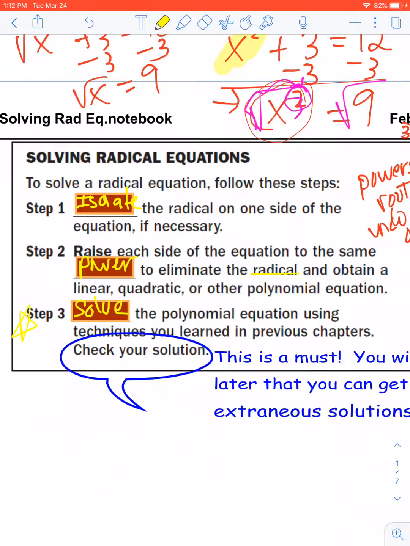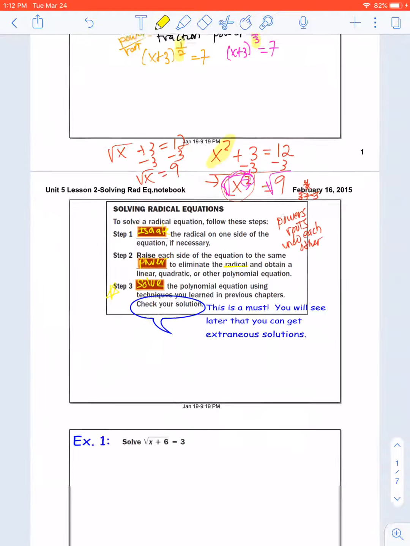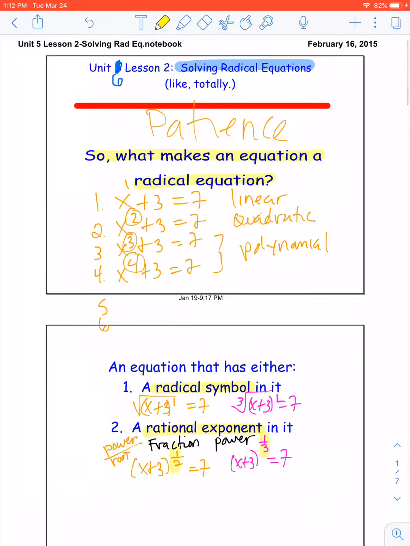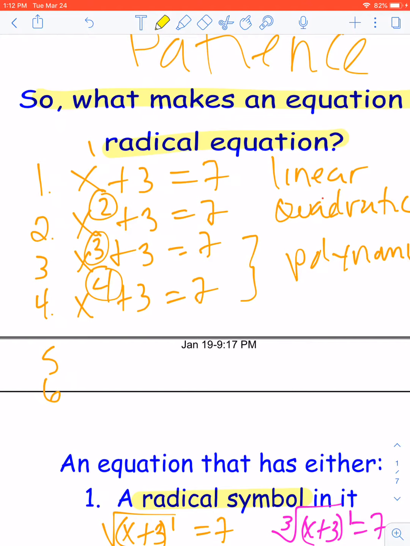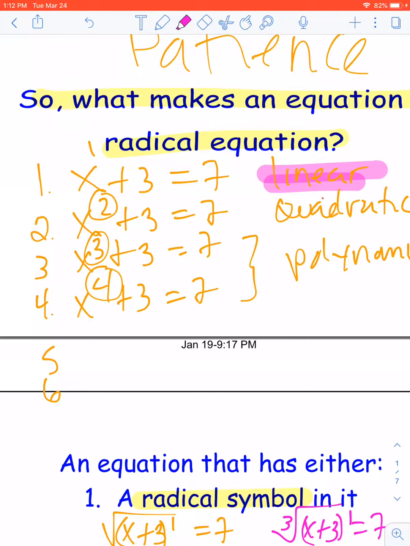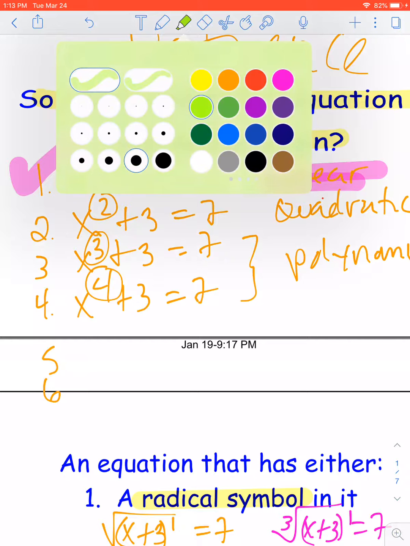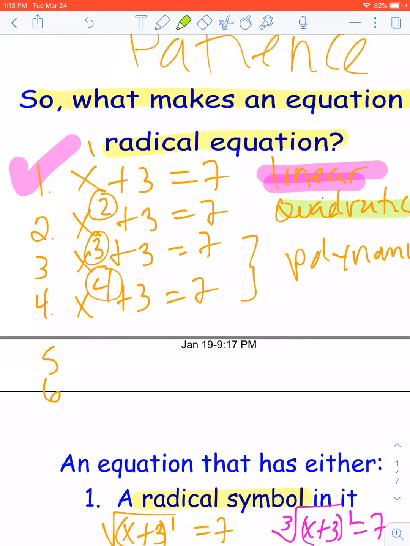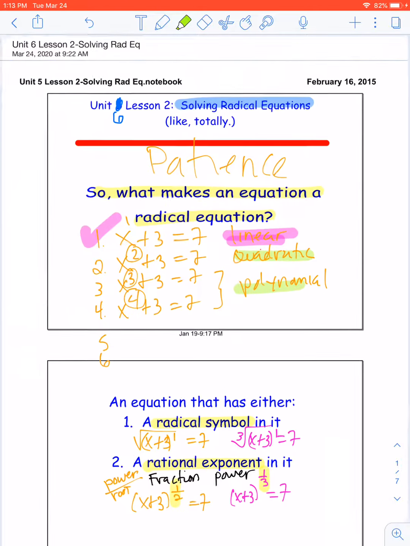And it's step 3 where kids have issues, believe it or not. What happens is if we result in a linear equation, kids are cool. If we result in a quadratic or a polynomial, that's where the breakdown becomes. So you do have some prerequisite knowledge that's going to kick in.